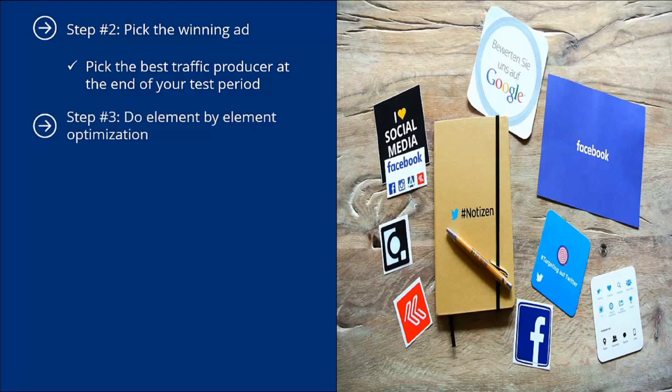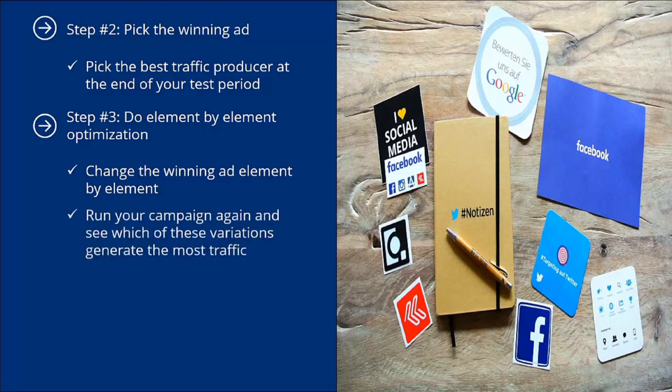Step number 3, do element-by-element optimization. Change the winning ad element by element. Start with the headline. Make 5 different versions of the ad, each with different headlines. Run your campaign again and see which of these variations generate the most traffic. Deactivate the rest, and then take the winning headline and see if you can come up with a tweak that would increase the conversion rate.